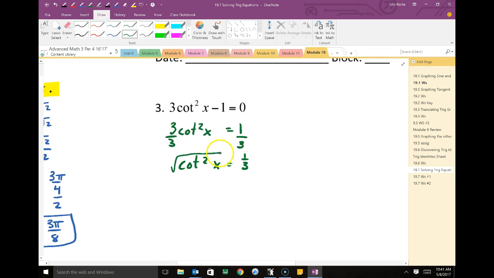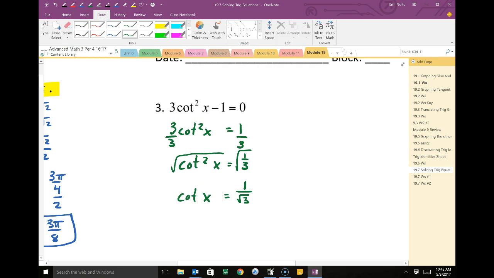Square root, good. Okay, so if I square root the top and square root the bottom, what is the square root of 1? 1. For some reason, a lot of people forget that. What's the square root of 3? The square root of 3. Oops, I shouldn't have written that squared, my bad.